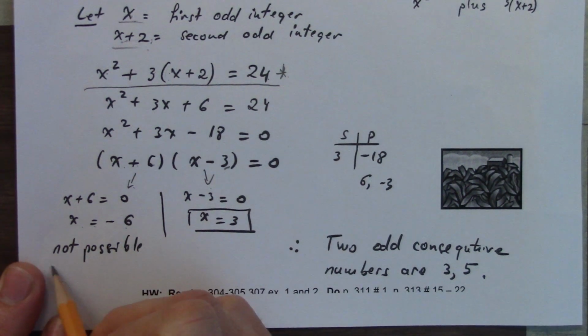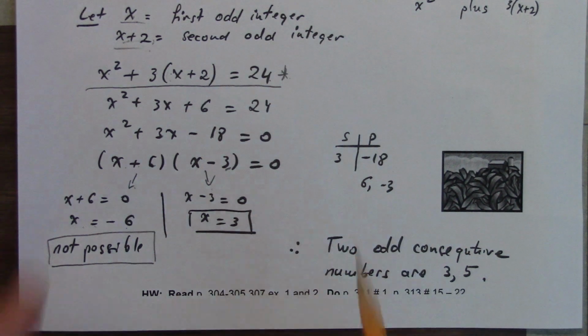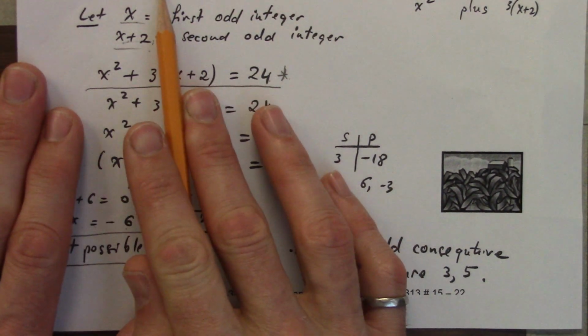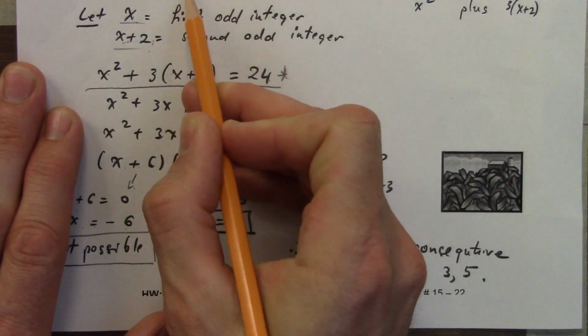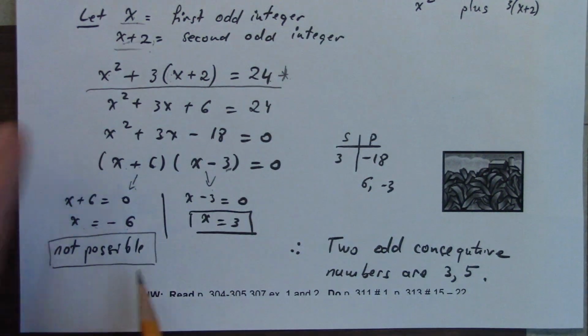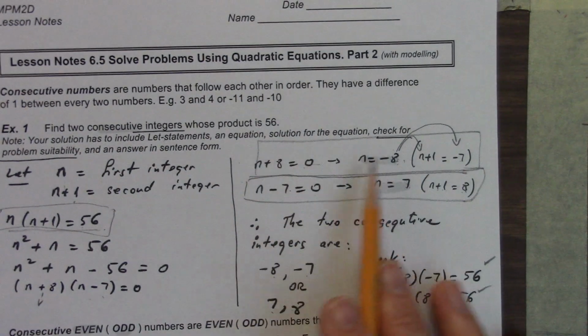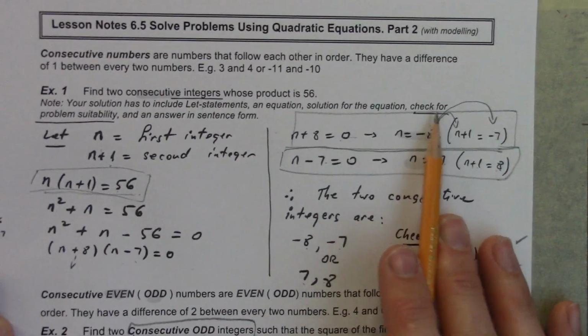Now, why is this not possible? Why is it not possible? Let's go back to the original question. What's it asking? Find 2 consecutive odd integers. Why is this not possible? Yeah, because it's even. It's not an odd integer. It's an even integer.